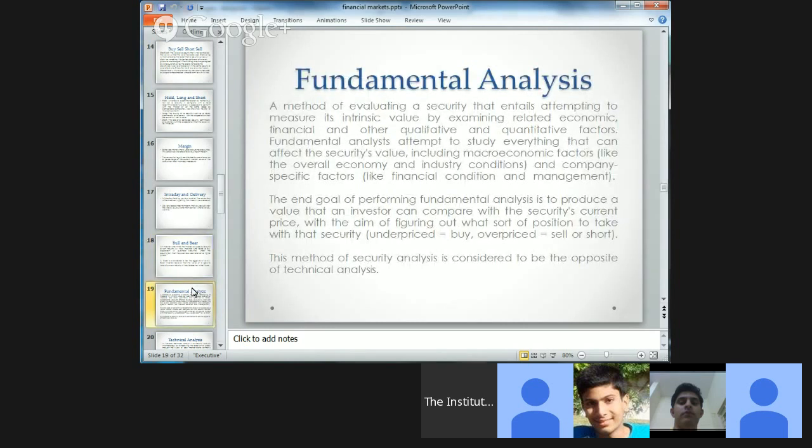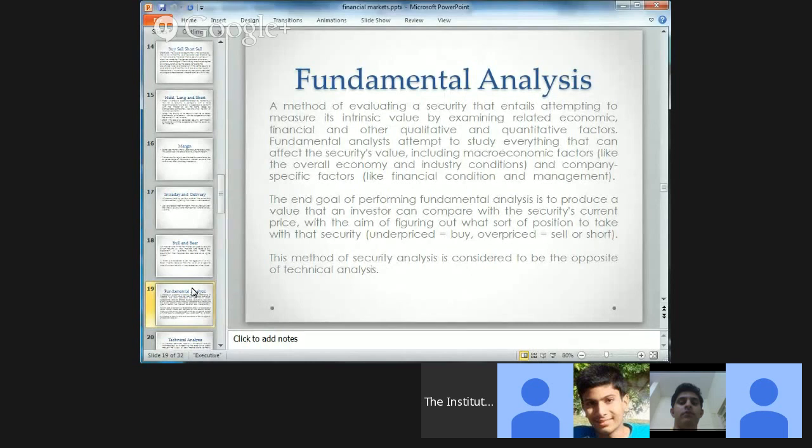Okay, fundamental analysis. Now, stock analysts do a lot of different types of analysis. One is fundamental analysis. Fundamental analysis is where you try to figure out if the stock is trading at the right value, or is it overpriced or underpriced, right?